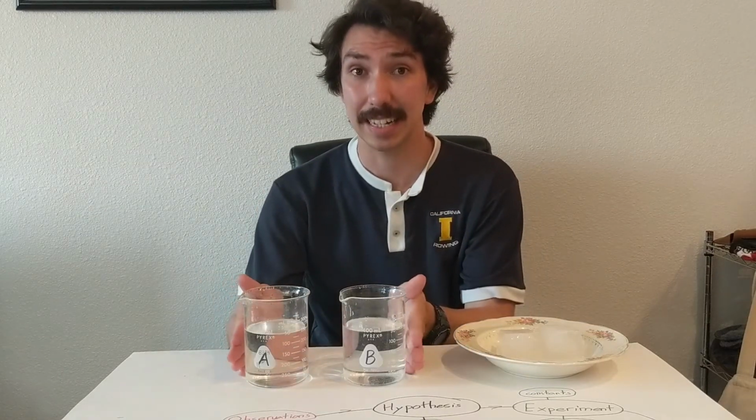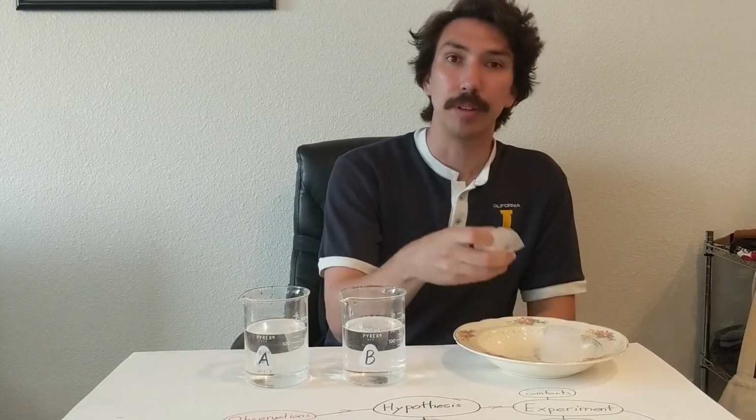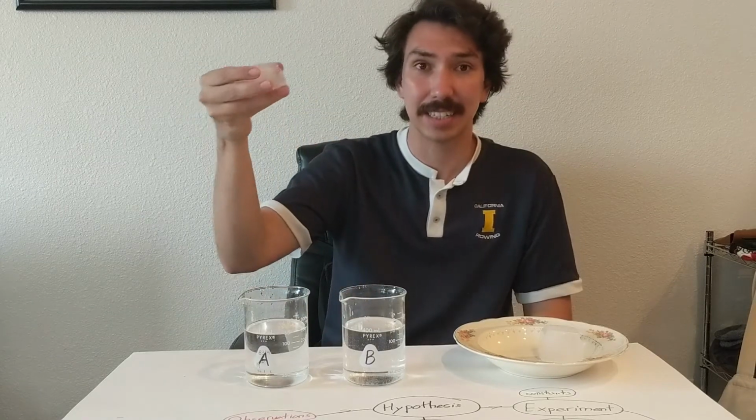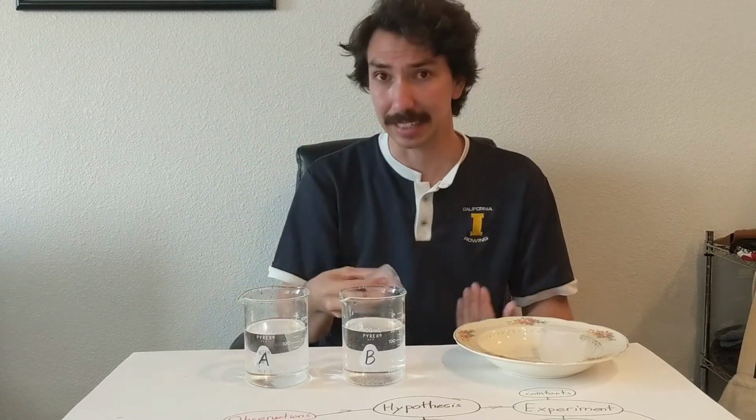My variables in this case: what fluids I decided these were, and that would be my independent variable because I got to choose. And then my dependent variable will be whether our ice floats or if it sinks.